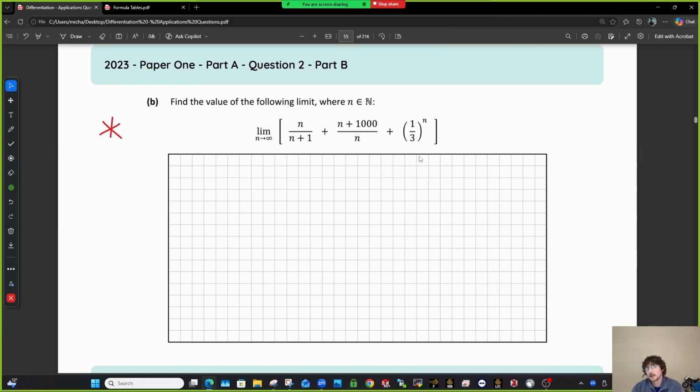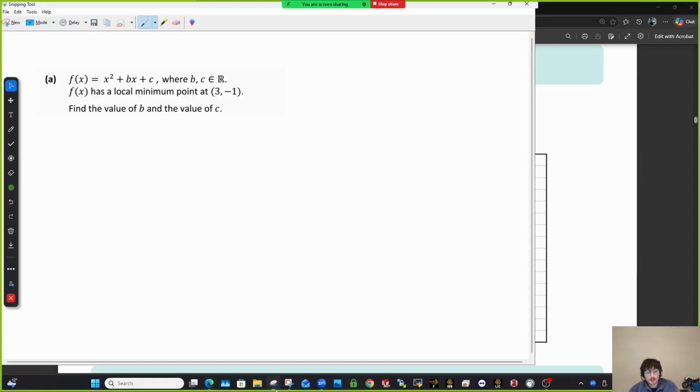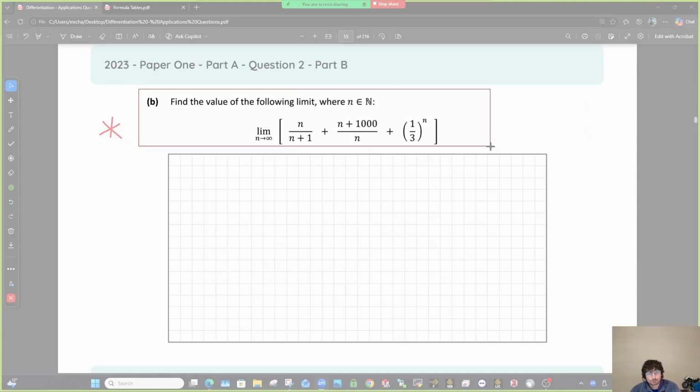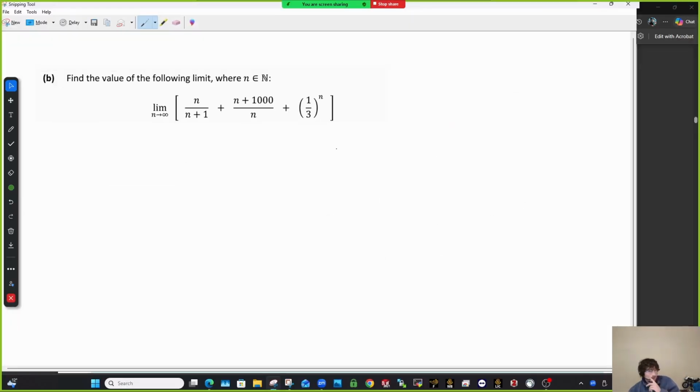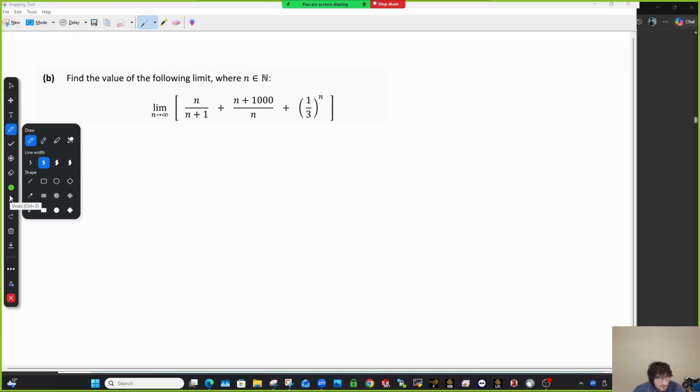Now this isn't really differentiation, but it's a good limits question. So I want you all to have a go at it. So pause the video and see, can you get it out?